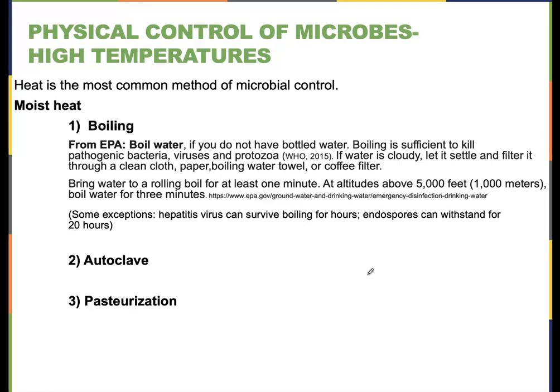In the first part of this lecture, we're going to talk about physical control of microbes, and physical control would be like temperature and radiation. We're not going to talk about chemicals. So what physically can you do to microbes to kill them? And the most common thing is to heat them up, right? So if we think about everyday life, if there's water that you're not sure about, you would boil it.